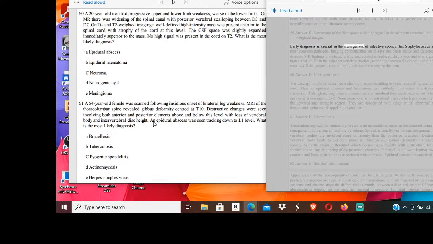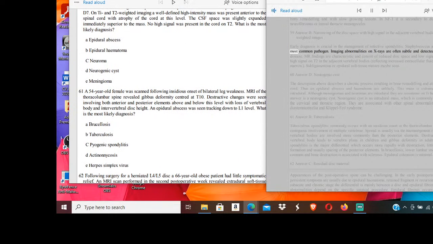Early diagnosis is crucial in the management of infective spondylitis. Staphylococcus aureus is the most common pathogen.